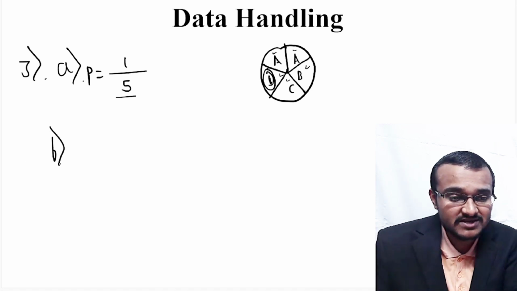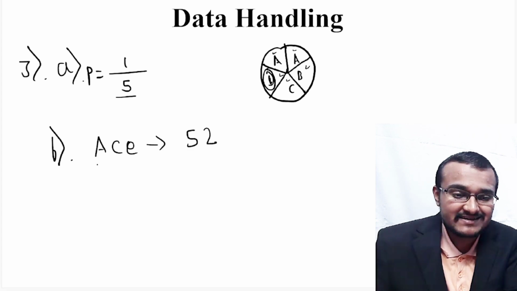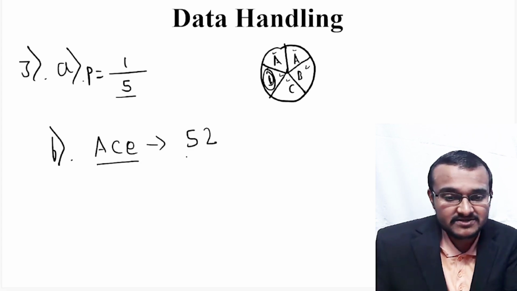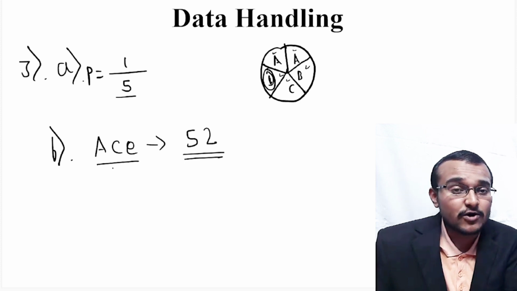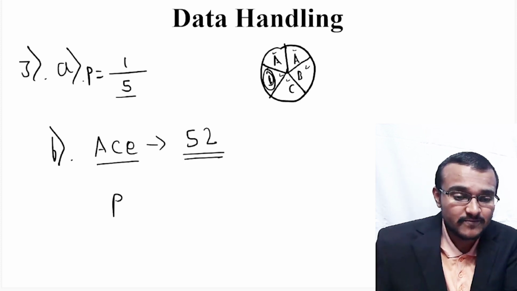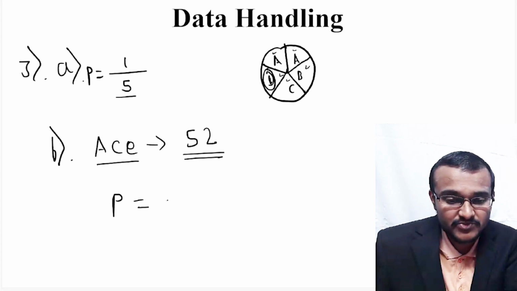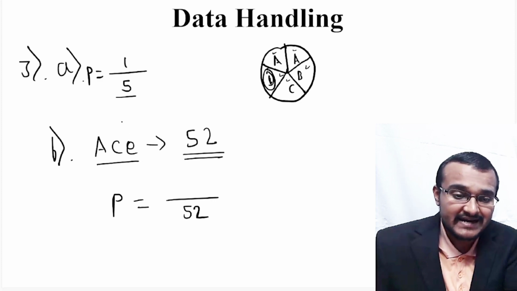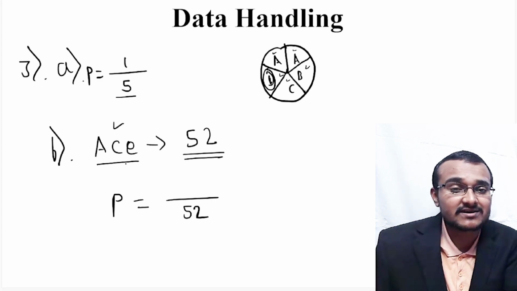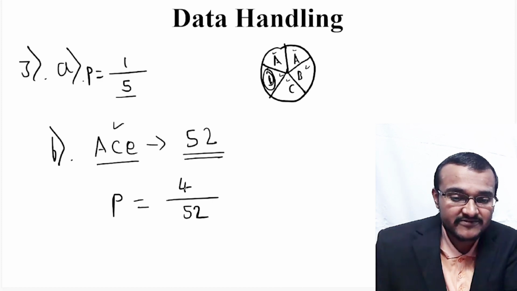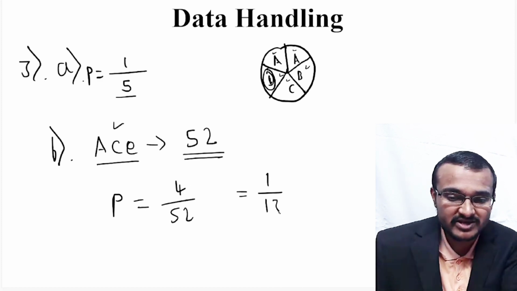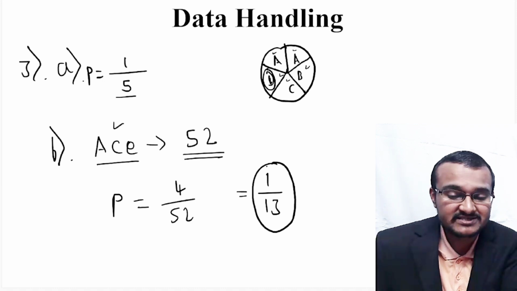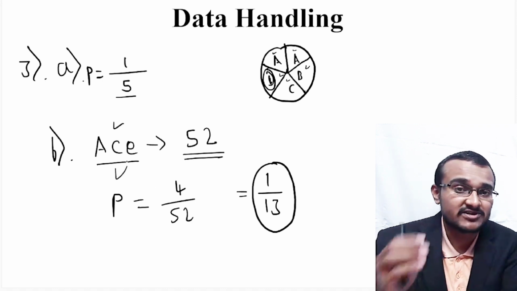So coming to the second question, that is the B question: getting an ace out of 52 cards. For example, there is a deck of cards, and in that deck 52 cards are there. What is the probability of getting an ace? Probability P is equal to, total number of cards is 52, so I'm taking 52 in the denominator, and the number of aces in those cards is 4. So 4 by 52 will be the answer. 4 by 52 is 1 by 13. So 1 by 13 is the probability of getting an ace in those 52 cards.